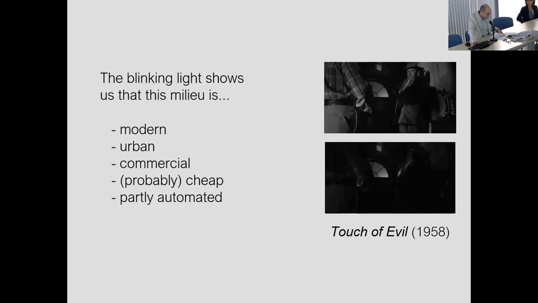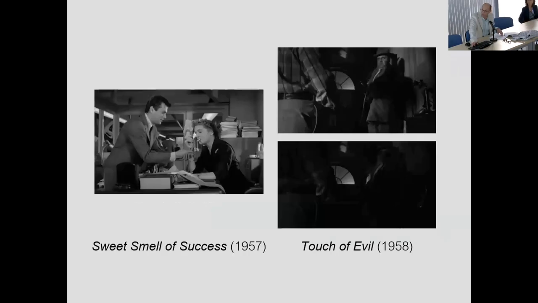Put these points together and you have Touch of Evil's surprisingly sharp critique of modern life. With its blinking lights, the contemporary city can seem too dense, too commercial, too unequal, and too technological. Now, my example from Sweet Smell of Success might work if it were only a photograph. You could recognize its mid-century modernity at a glance. The blinking light from Touch of Evil is different. The blinking unfolds over time.